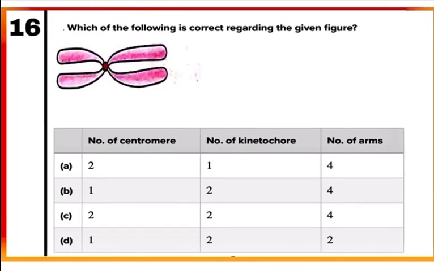Question 16. Which of the following is correct regarding the given figure? The figure is of a chromosome having two chromatids joined together by a centromere, and on the sides of centromere, disc-shaped structures called kinetochores are present, and chromosome has 4 arms. So here the correct match is option B. Number of centromere 1, number of kinetochore 2, and number of arms 4. So mark B as a correct answer.